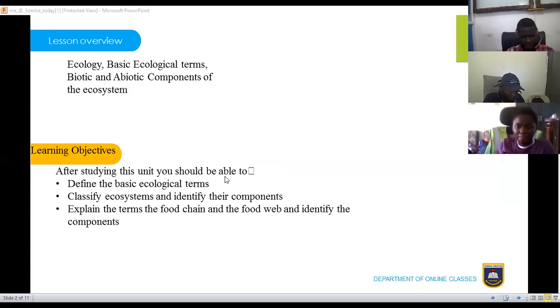Then I expect that after learning this today, you should be able to define what ecology is. You should be able to define some of the ecological terms that we shall be looking at. Then you should also be able to classify ecosystems and identify their components. Then, as time goes on, maybe next week we shall do food chain, food web, pyramid of numbers, and so on and so forth. Then you should be able to explain those terms and identify the individual components of food chain, food web. All right.